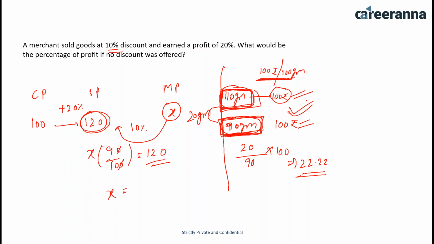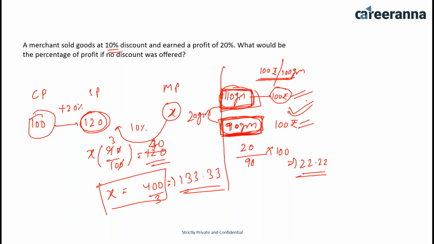X equals to... This is basic calculations. Okay, cost price is this. Market price is this. What would be the profit percentage if no discount was offered? It is this number minus this number. So it is 33.33%. Is it clear to everyone?